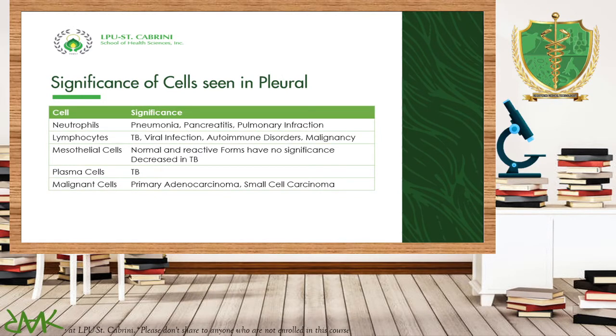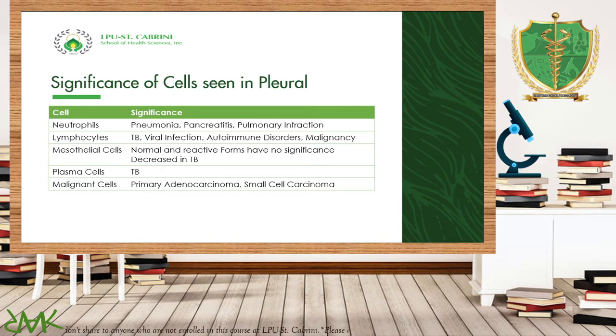Now, what are the significant cells that can be seen in our pleural cavity? Well, of course, we have neutrophils, lymphocytes, mesothelial cells, plasma cells, and even malignant cells. When we say neutrophils, it is clinically significant with pneumonia, pancreatitis, pulmonary infarction. For lymphocytes: tuberculosis, viral infection, autoimmune disorders, or malignancies. Mesothelial cells, normal or reactive forms, have no significance, and mesothelial cells are usually decreased in tuberculosis. Plasma cells are increased in tuberculosis.